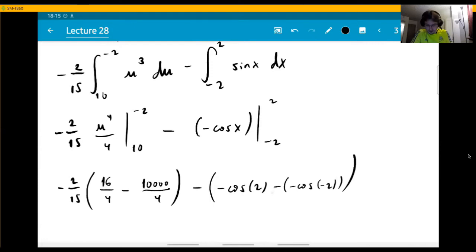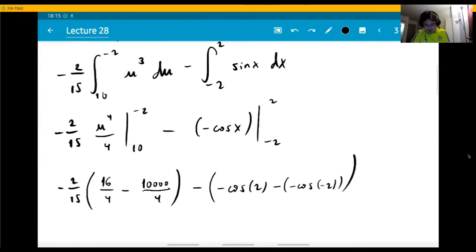This minus here is because of the difference between the two values. This minus is the same as in the function minus cosine, and this minus 2 is the number minus 2. So we can leave it like this.